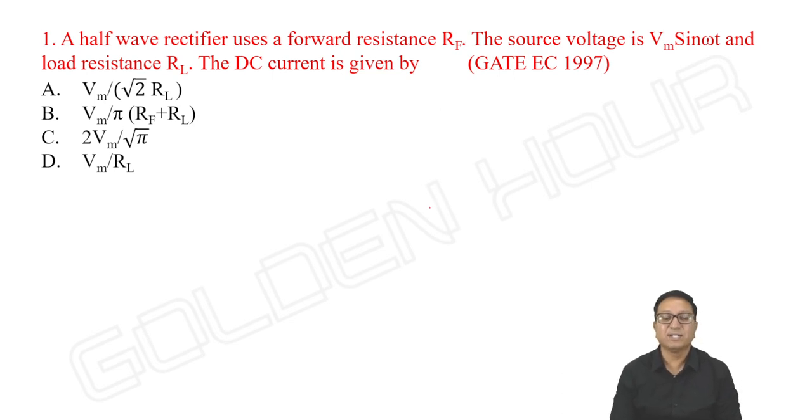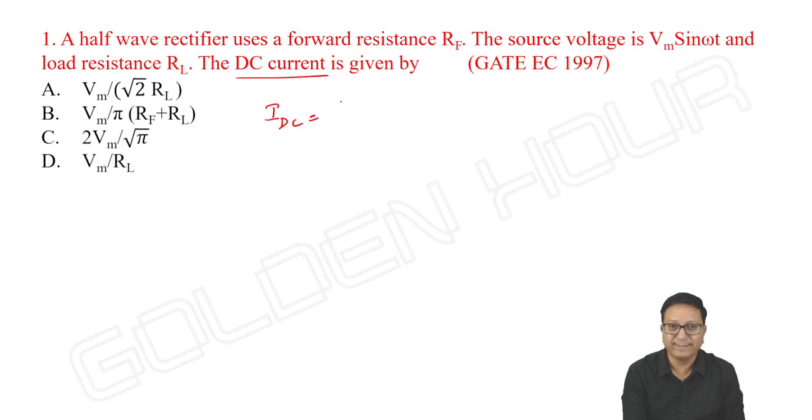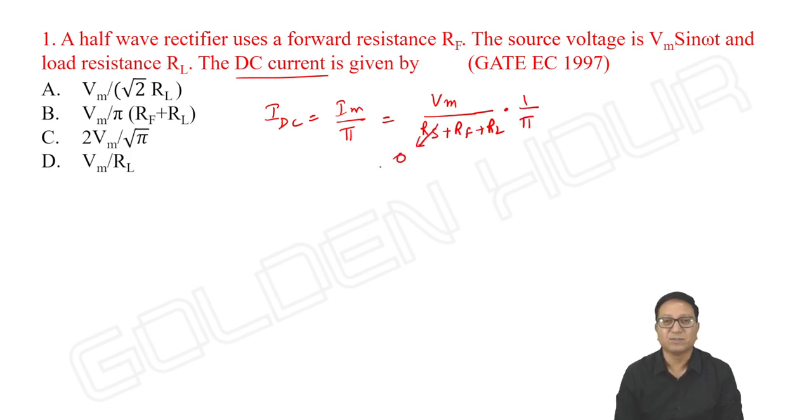You see, they have not mentioned anything about the internal resistance of the secondary winding. So let us take Rs is equal to 0. Okay. What is the formula for IDC in a half wave rectifier? The DC current they are asking. So IDC is equal to Im by pi, where Im is equal to Vm by Rs plus Rf plus Rl, multiplied with 1 by pi, in which Rs is not given, it is 0. So what is your final answer? Vm by pi into Rf plus Rl.